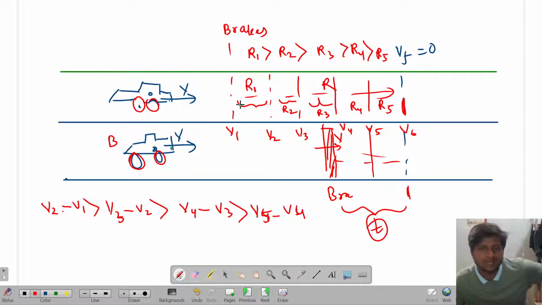Understood or not? If you check the retardation gap, here it will be R1, here R2, here R3. What you will observe is that this change, R3, is much less than R2, which is much less than R1. Yes or no?